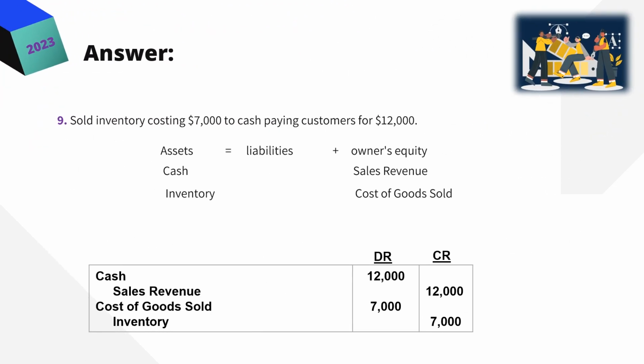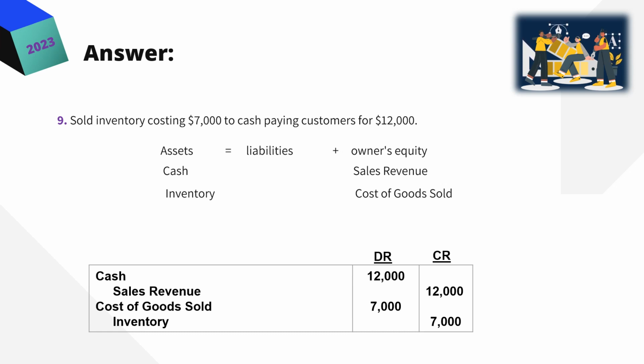Our next transaction: in this particular case, we sold some more inventory. This time, $7,000 of inventory is sold to customers, but not on account. They actually pay us cash at this moment, and the amount of cash is $12,000. Well, again, the analysis. We have an asset coming in, cash. That's debited. But we also have an asset going out, inventory, that's credited for $7,000.